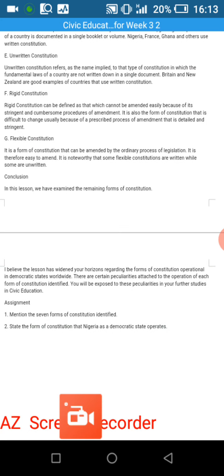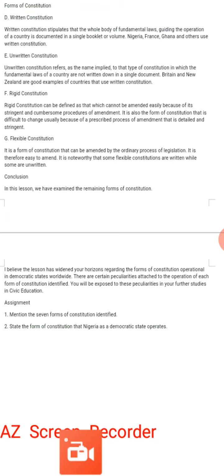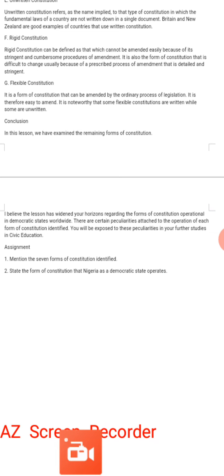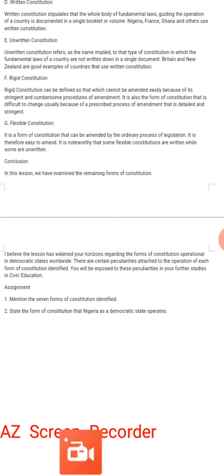Conclusion. In this lesson, we have examined the remaining forms of constitution, and I believe that this lesson has widened your horizons regarding the forms of constitution operational in democratic states worldwide. Of course, there are certain peculiarities, advantages and disadvantages that are attached to the operations of each form of constitution that we have identified. I am very much hopeful that you will be exposed to these peculiarities in your further studies in civic education. I mean, as you progress in your course of studies, you will be exposed to the peculiarities attached to each form of constitution that we have identified.